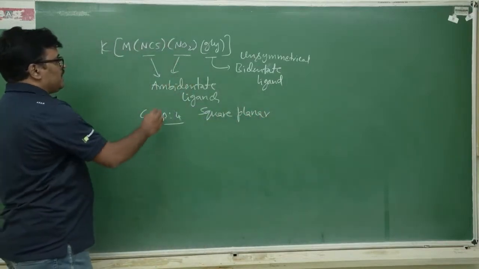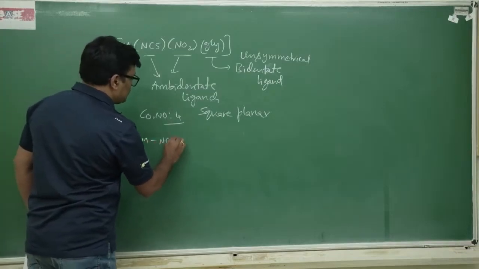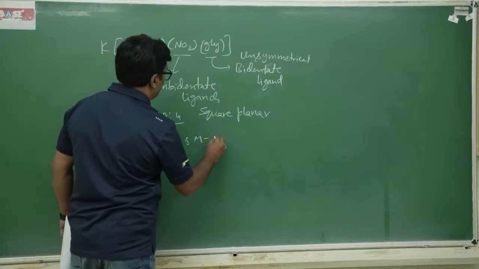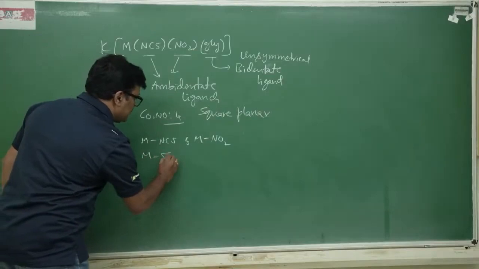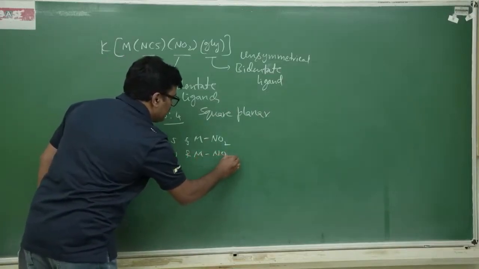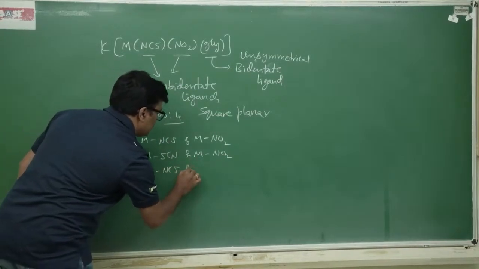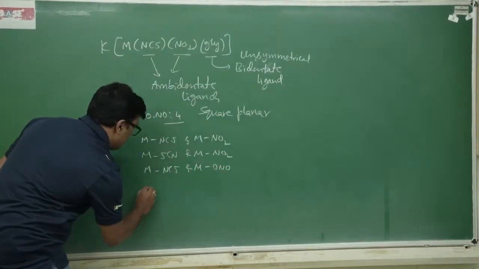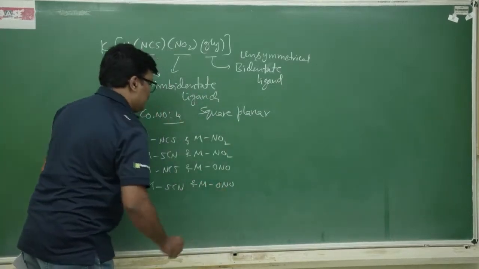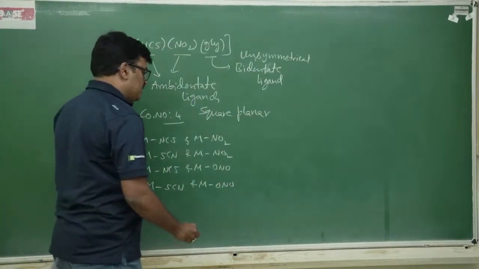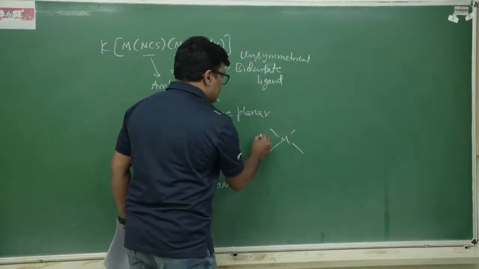When you take the combinations, M-NCS and M-NO2 will come by changing the ambidentate ligands, and by changing these two we get M-SCN and M-NO2, M-NCS and M-ONO, and M-SCN and M-ONO. So these combinations are possible, and in each case we can draw the geometrical isomers like glycinato.